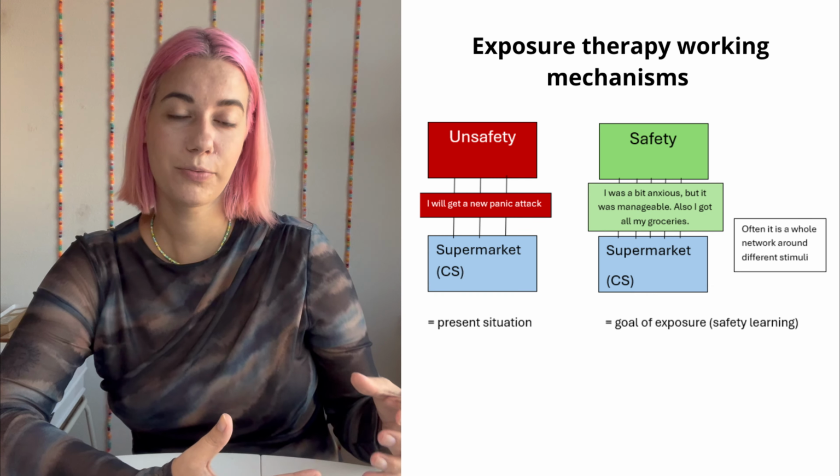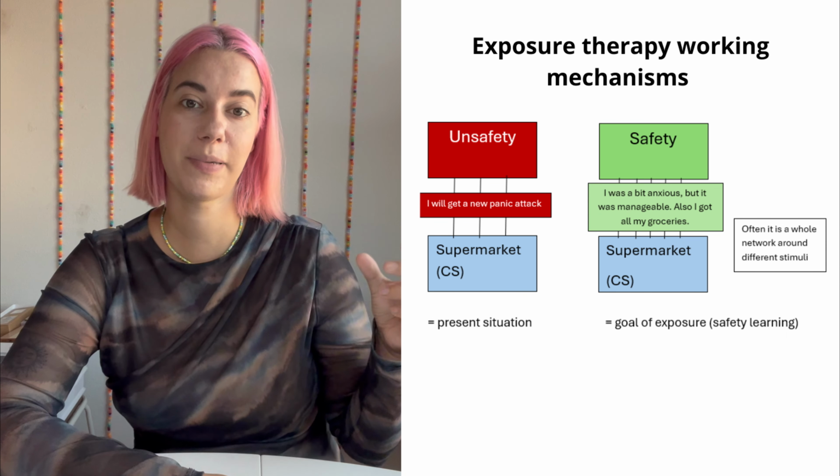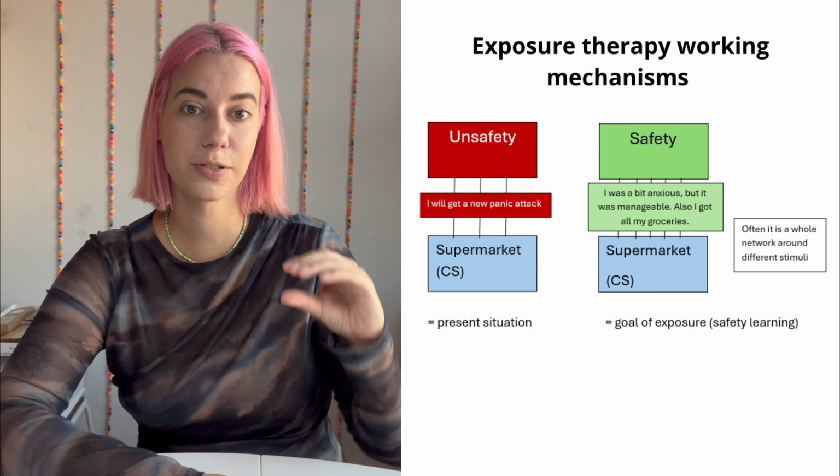So that safety network is really about clients also learning that the likelihood of what they expect to happen is very small, but also that if it happens, they have much more coping skills to actually deal with it, or that they can actually tolerate the fear that it evoked. So you don't want to do this once, you want to do this in several situations, in several supermarkets, several times to really build up that network.